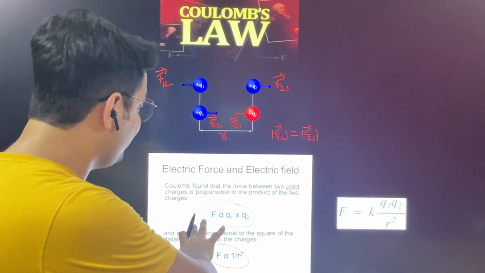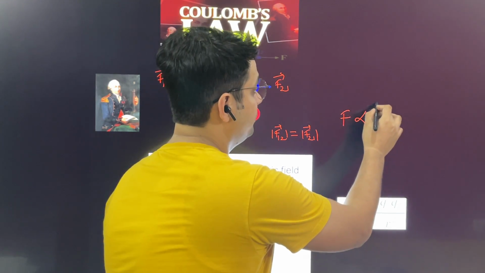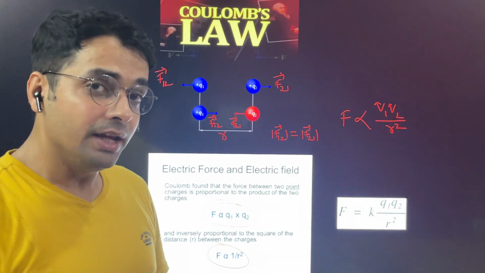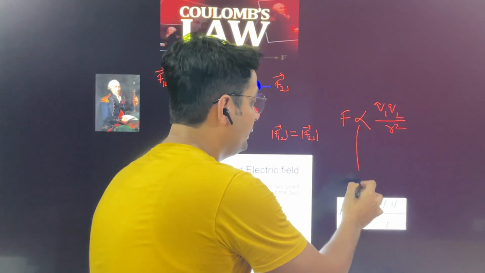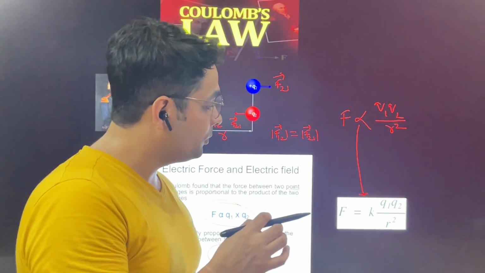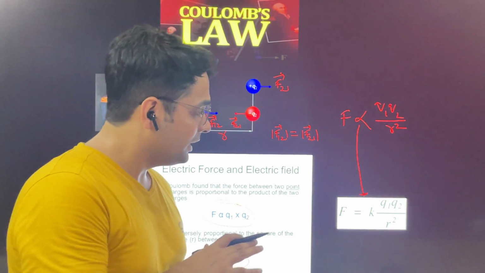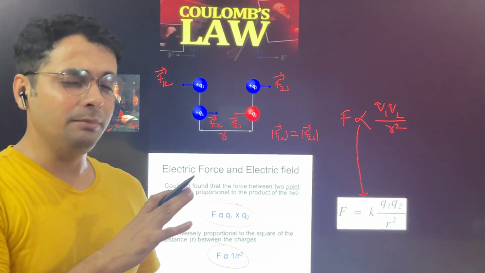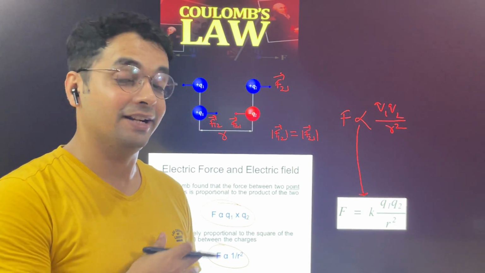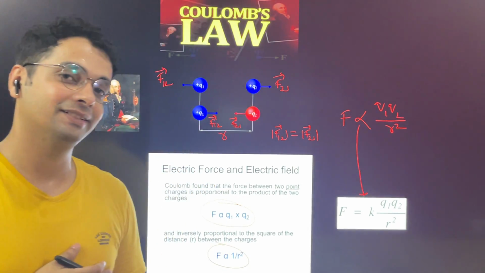If I want to write this in equation form, then I can write F is proportional to q1 q2 by r square. And if I remove this proportionality, then I can write this equation as F equals k q1 q2 by r square. You will find this equation is similar to the gravitational force acting between two point masses, that is F equals capital G m1 m2 by r square.